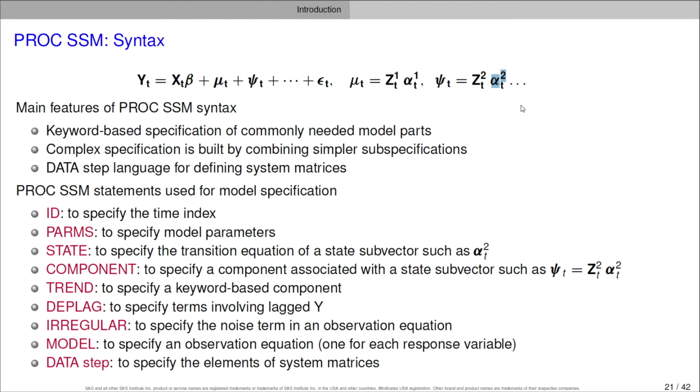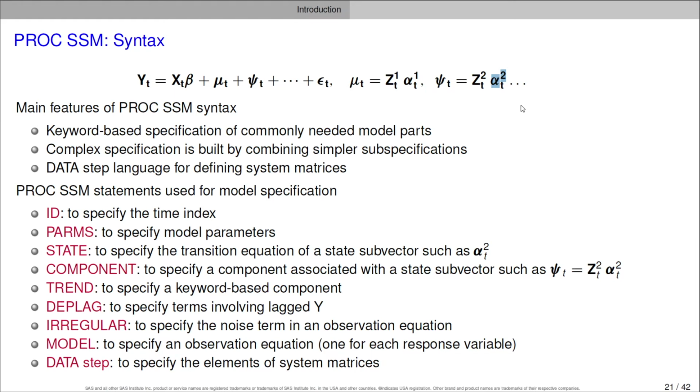First, note that the model specification statements are designed such that many commonly needed model parts, such as different types of univariate and multivariate trends, cycles, seasons, and noise models, can be easily specified by using keyword-based syntax.